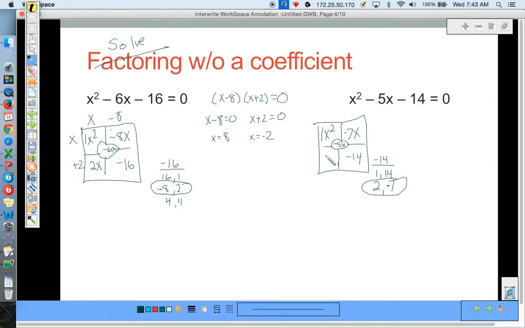So negative 7x and 2x. So we have x and x, minus 7, plus 2. So we have x minus 7 and x plus 2 equals 0. So to solve, x minus 7 equals 0, x plus 2 equals 0. Because anytime one of these parentheses equals 0, 0 times the other number will be 0. So you have x equals 7 and x equals negative 2.